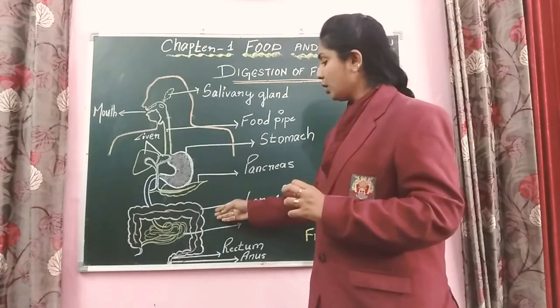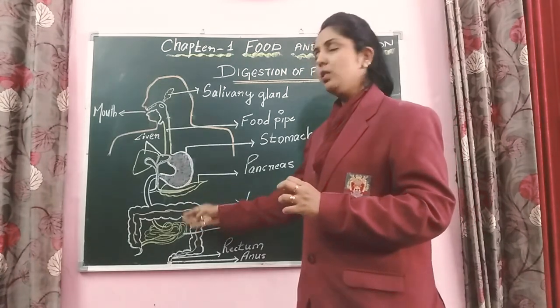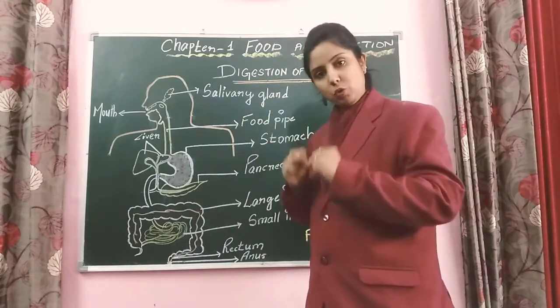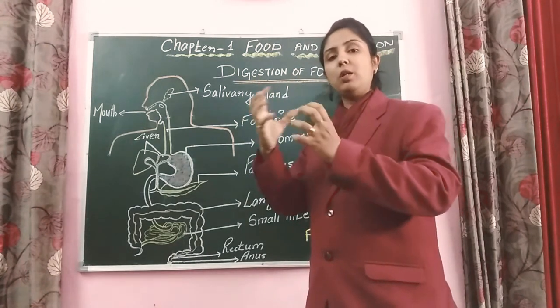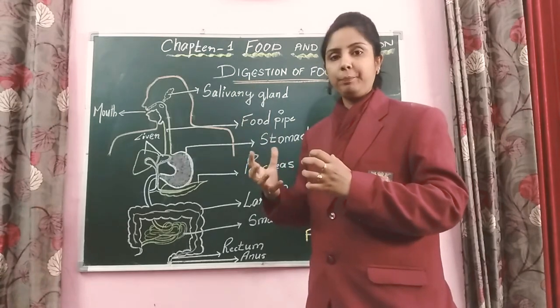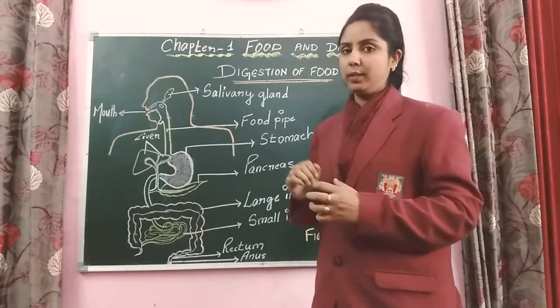Now, after the complete digestion of the food in the small intestine, the blood vessels of the small intestine absorb it, and then it passes on to the different parts of the body. Overall, the assimilation process occurs in the small intestine.